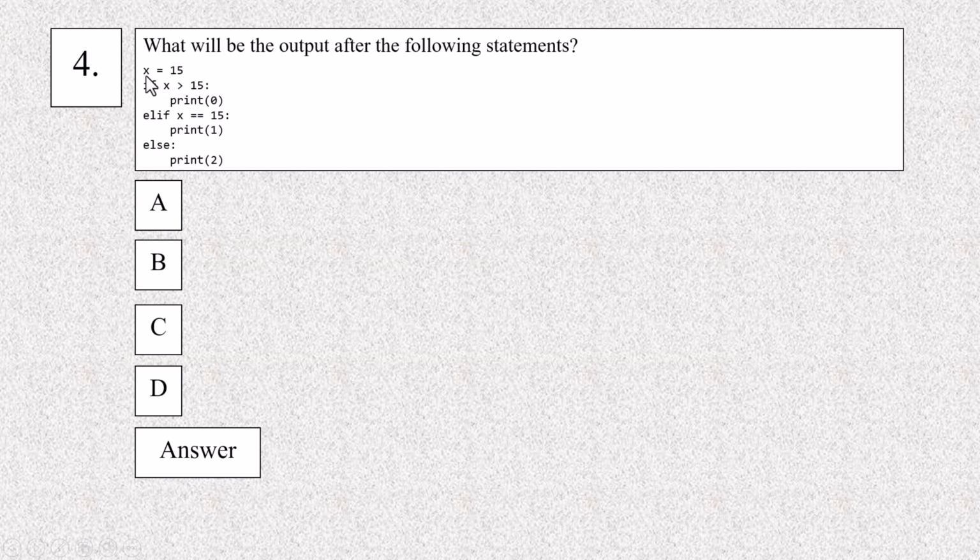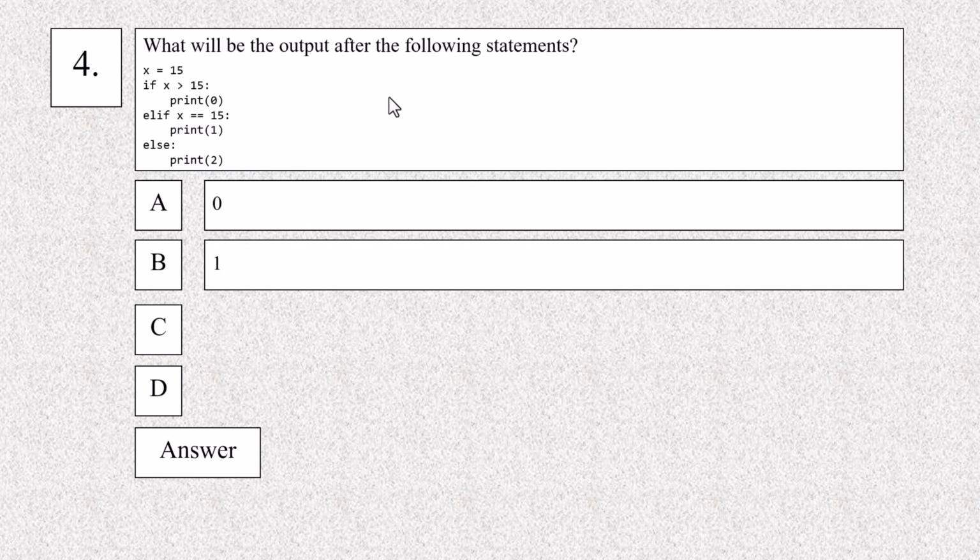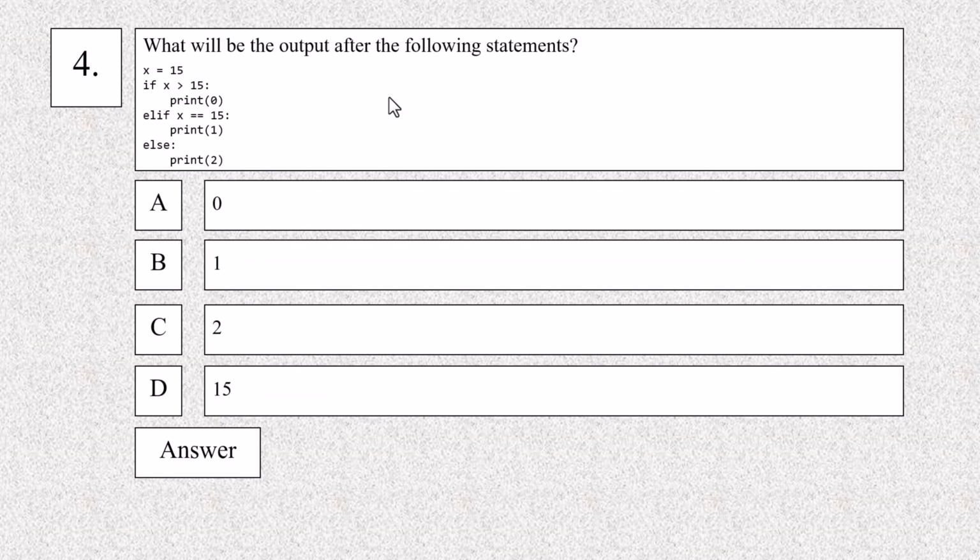So here in this case, the value of x is equal to 15, please guess what it will print. So I am showing you the options here. Option A 0, option B 1, option C 2, option D 15. The correct answer will be option B, that is 1. Why? Because whenever it is checking this condition, this will be false.